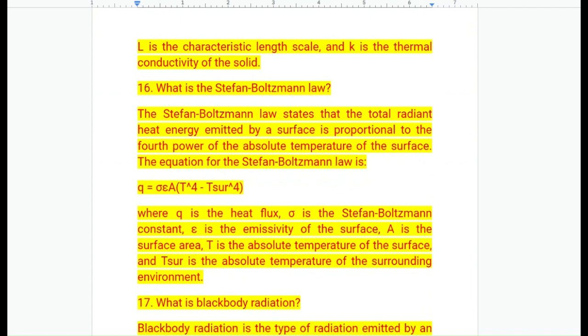16. What is the Stefan-Boltzmann law? The Stefan-Boltzmann law states that the total radiant heat energy emitted by a surface is proportional to the fourth power of the absolute temperature of the surface.